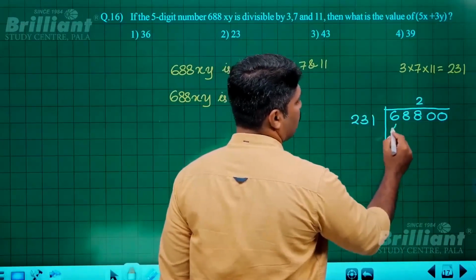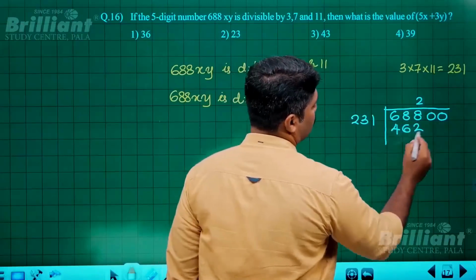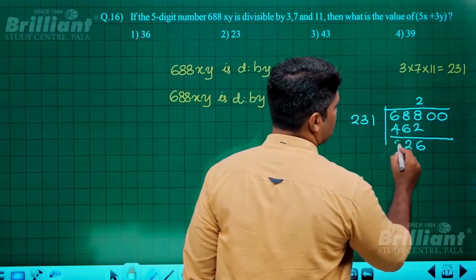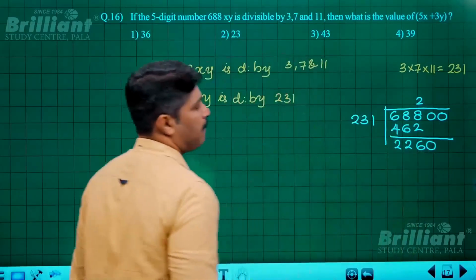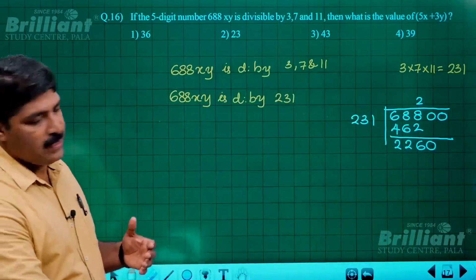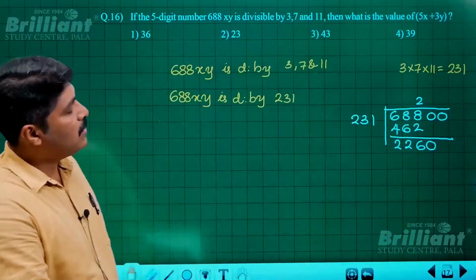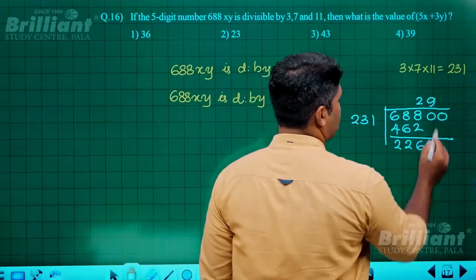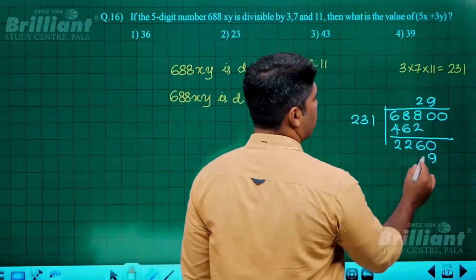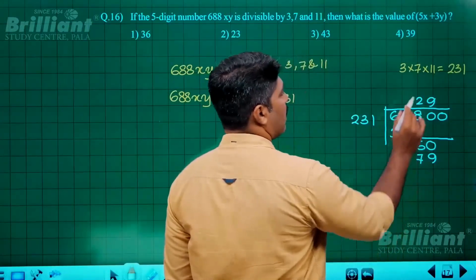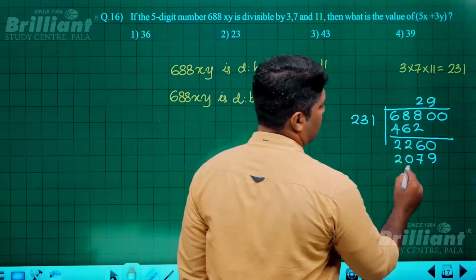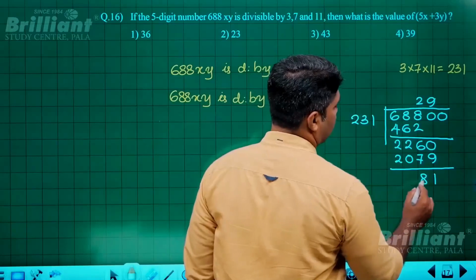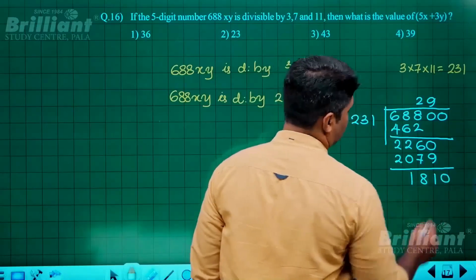This is equal to 462. Find the difference. That is 6. So this is 2. This is 2. Then put 0 here. So we assume like that. So then how many times does 231 go into 2260? So here 9 times. So this is 9. 3 into 9, 27. 2 is there. 18 plus 2, 20. So again, this is 1. This is 8. This is 1810.